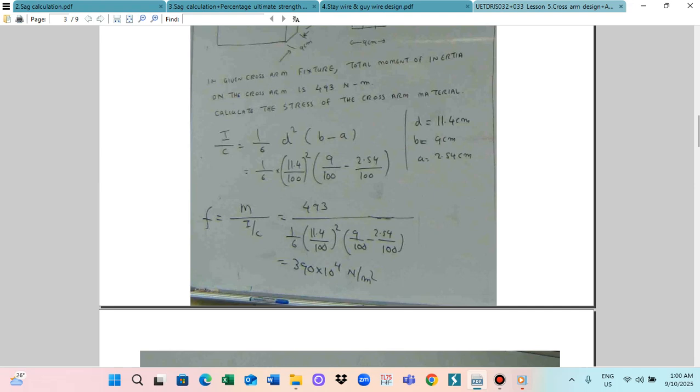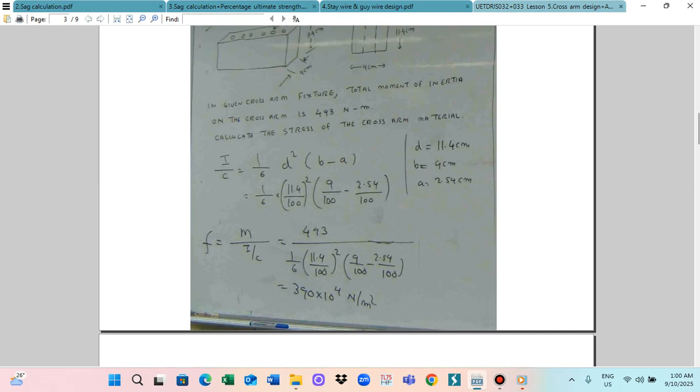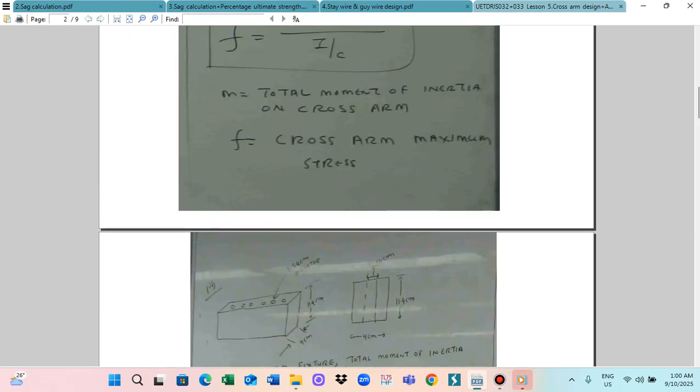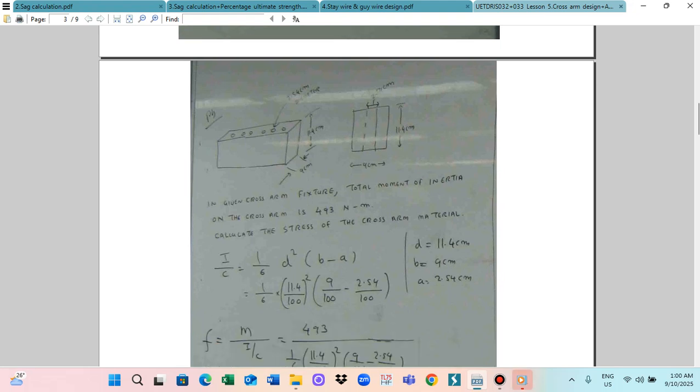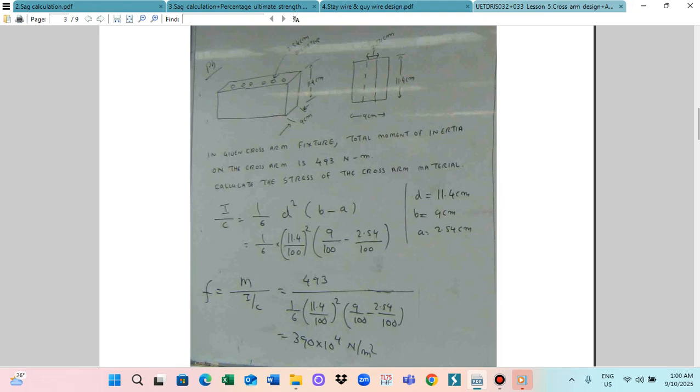Okay, so this is a cross arm assembly. In the given cross arm picture, the moment of inertia on the cross arm is 493 Newton meter. You have to calculate the stress of the cross arm material. So for this cross arm, we have to substitute this formula.